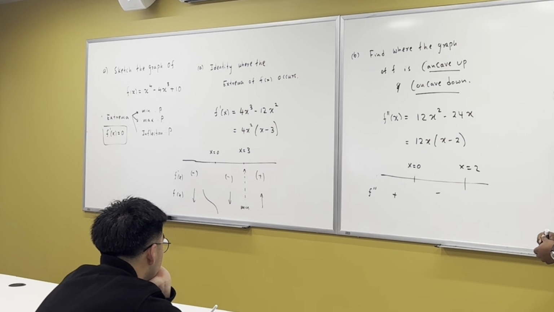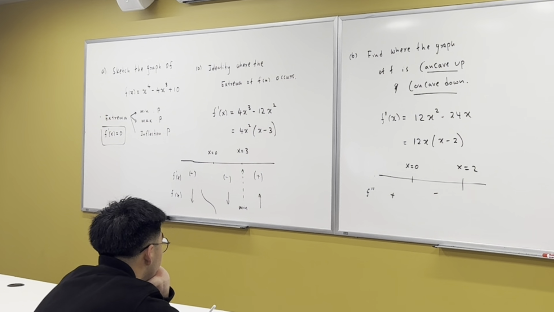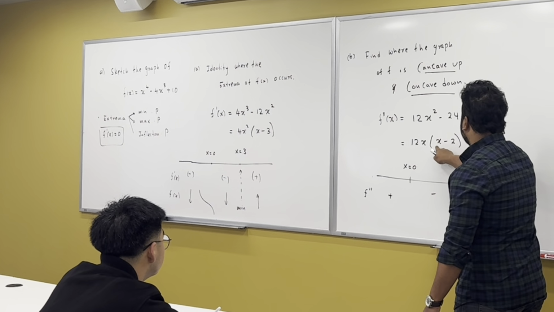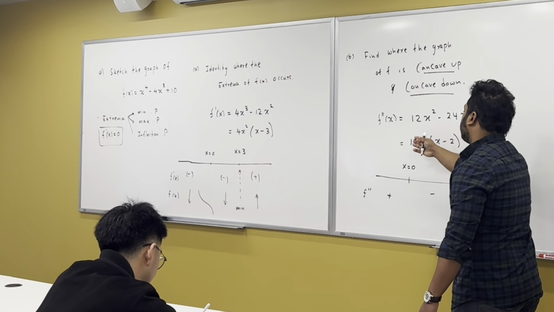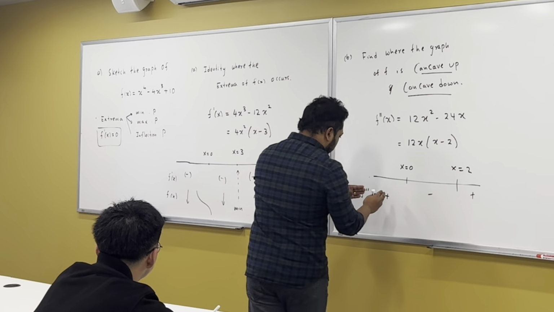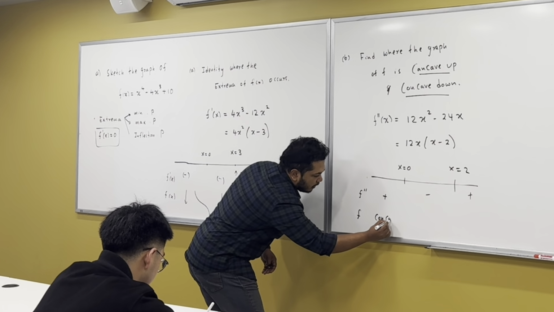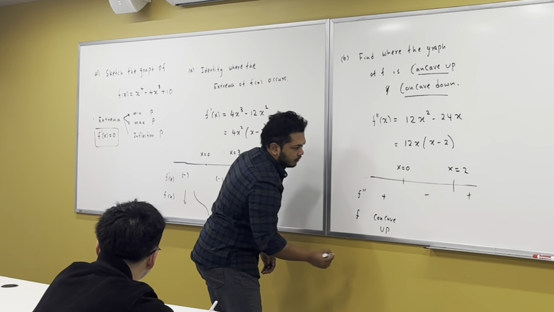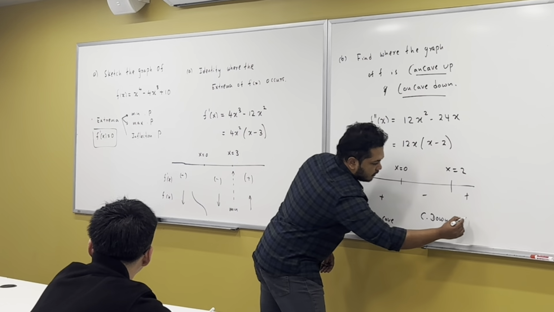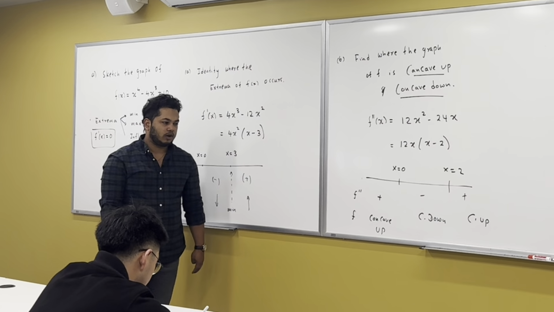What happens if you put greater than 2? Like 3, 4, you get positive. Okay? Because if you plug 3 here, it's like 1 times 36. So if you have plus, your original graph is concave up. This is concave down. This is concave up. I put C for concave, okay?